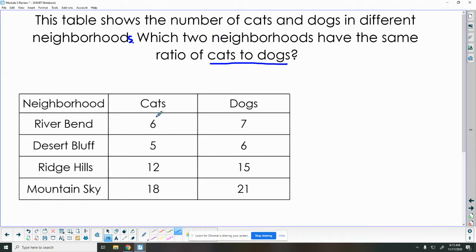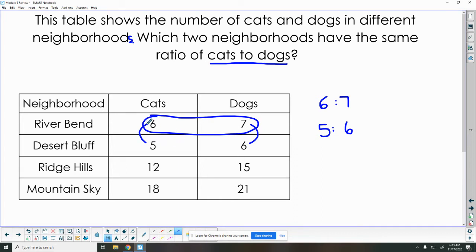So I'm going to start with this Riverbend, and we've got 6 to 7. So now we're comparing 5 and 6. Is there a way to get from 6 to 5 and do the same, divide or multiply, to get from 7 to 6? So think about that. What could you times or divide to get to these same numbers? And you have to do the same thing on both sides.